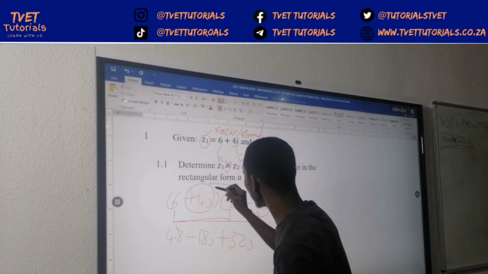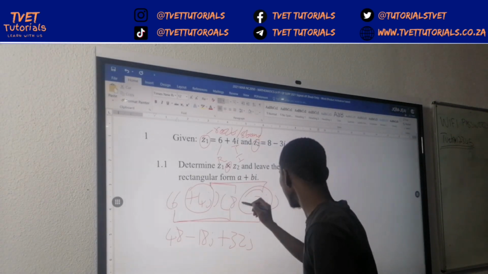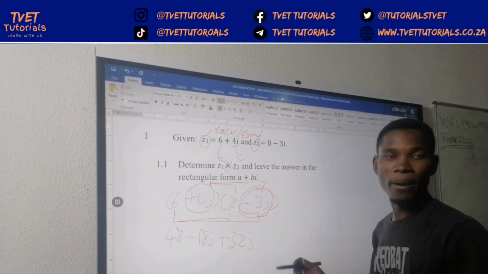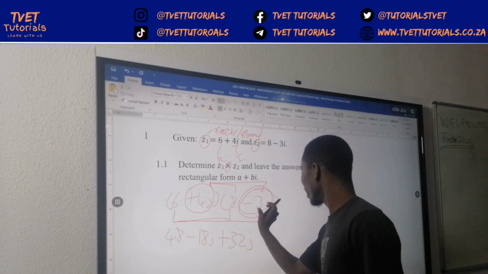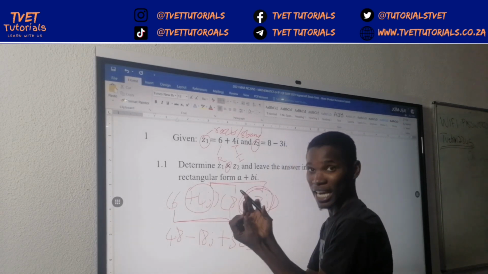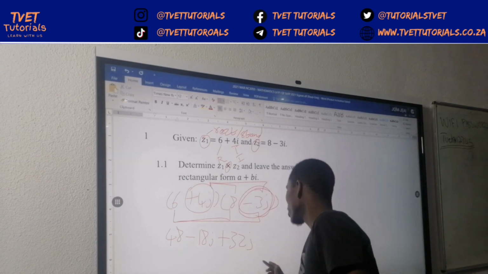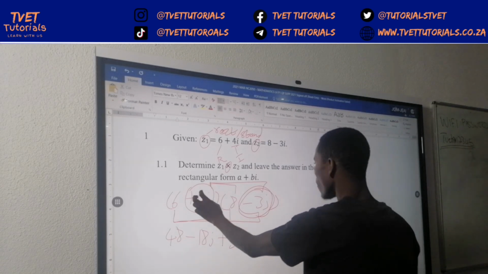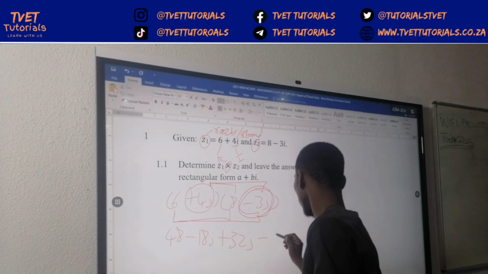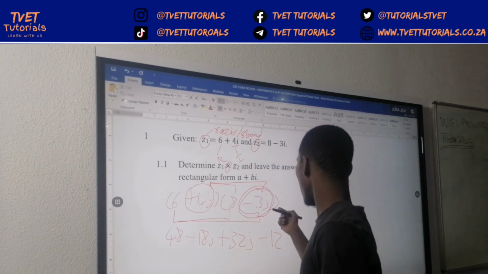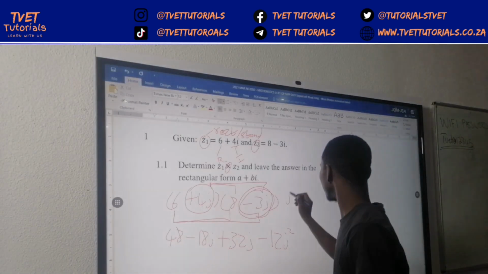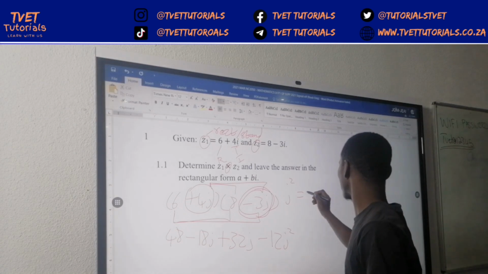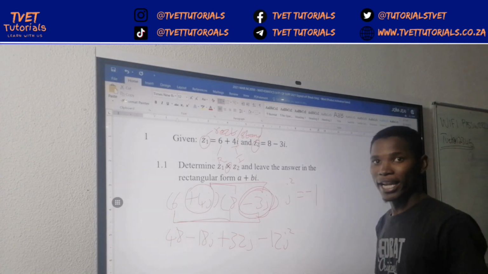This 4i will again multiply with this negative 3i. Remember, number multiplied with number, right? Let us start by signs. Positive multiplied by negative will give us negative. 4 multiplied by 3 will give us 12, right? i multiplied by i will give us i squared. Whenever we see i squared, we know that i squared is equal to negative 1, right?